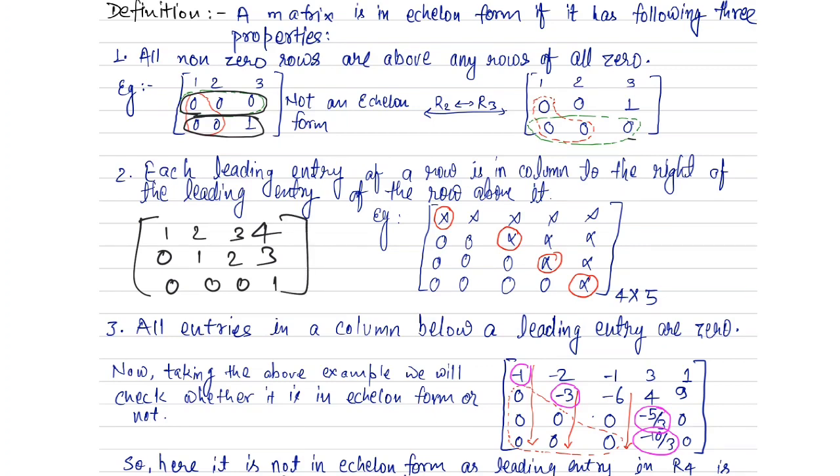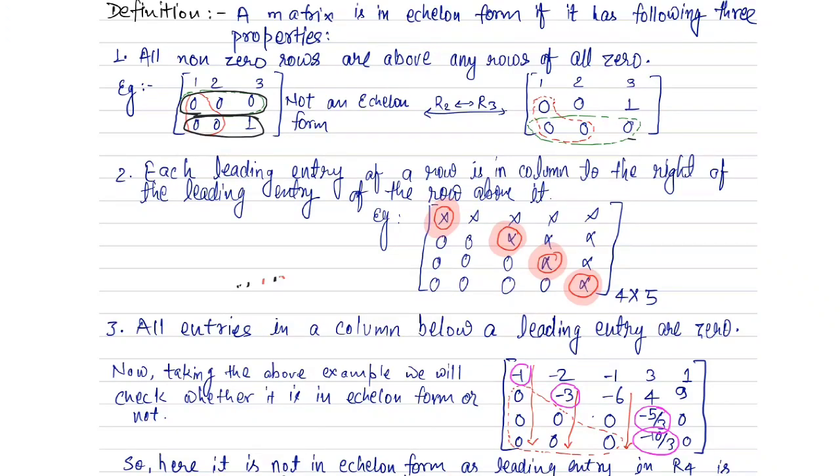So in this matrix, in the first row 1 is the leading entry, in the second row this one is the leading entry, and in this row this one is the leading entry. So now in this example, we can see that this is a leading entry, this is a leading entry, this is a leading entry, and this is a leading entry. So this definition says that every leading entry should be to the right of the leading entry of the row above.